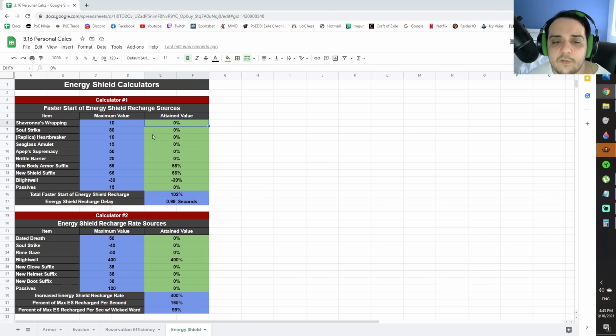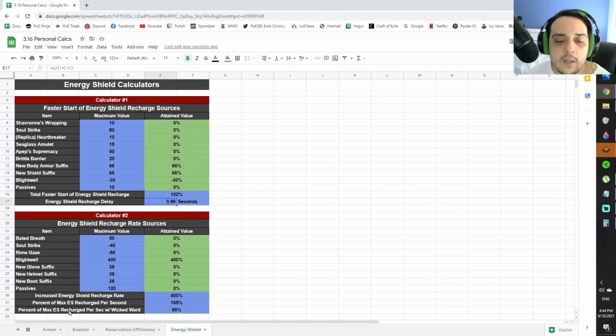And then you can basically just choose which of these you want by filling in the boxes here according to the maximum value. Now, I probably should have done the armor and evasion calculators the same way, but here we are. So let's say you wanted to add Chevron's wrappings, you would read that the maximum value is 10, and then you would just add 10 into this box. And so down here, it's going to give you the total faster start of energy shield recharge. And that means that in order for your energy shield to recharge, you need to wait 0.99 seconds without taking damage.